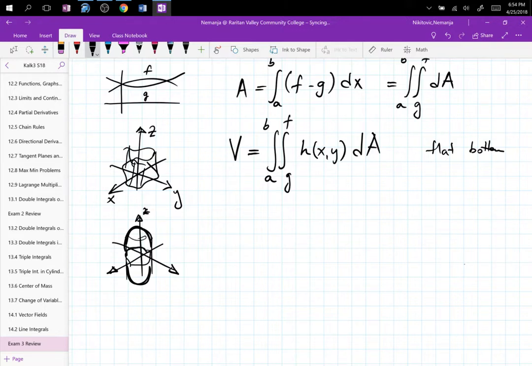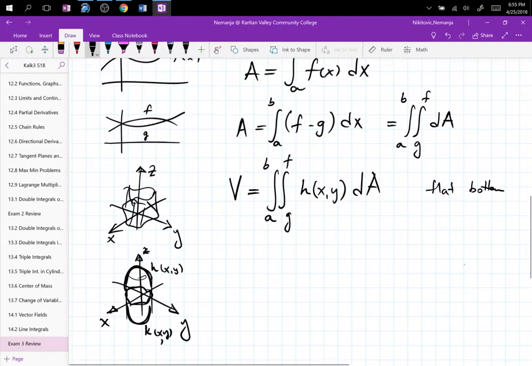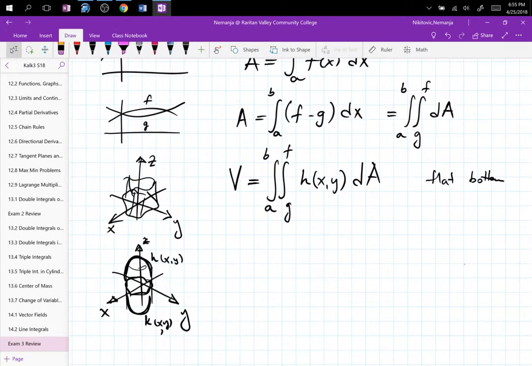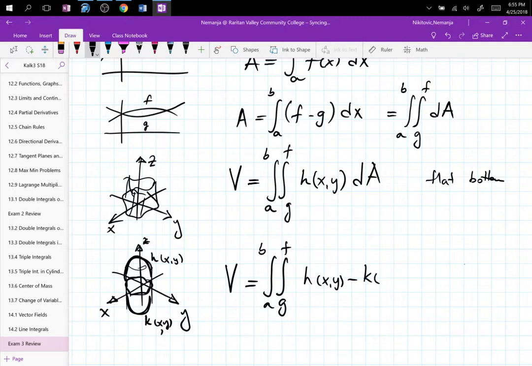So there is some kind of domain in x, y, but now you have h and k, function h on top, function k on the bottom, of x, y. And I hope that you see that this is just one dimension higher from the area when you have a function on the bottom and a function on the top. So now the volume is going to be the double integral from a to b and g to f. This is the domain. And then you are going to have h of x, y minus k of x, y dA.